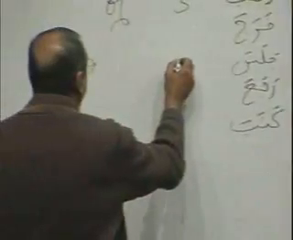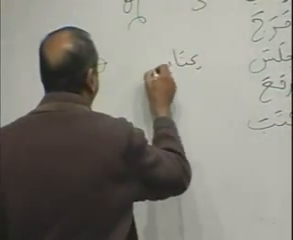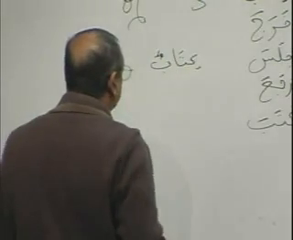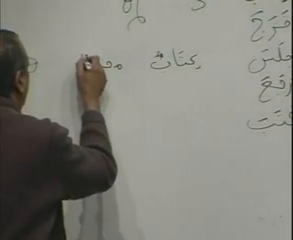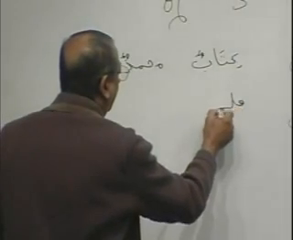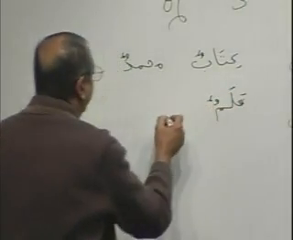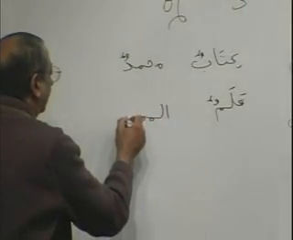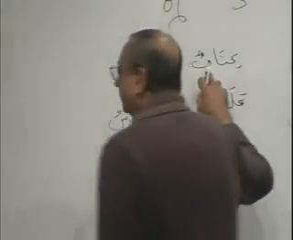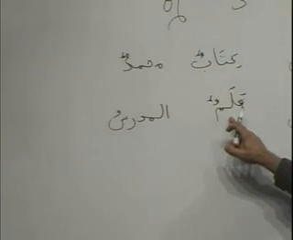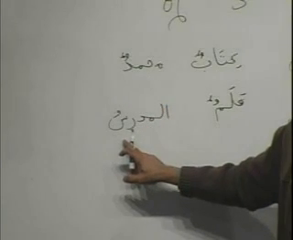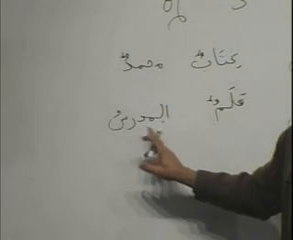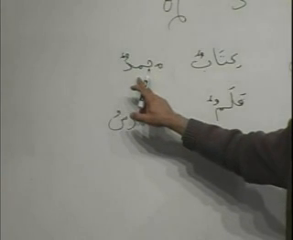Here is kitabun, and here is Muhammadun, and here is kalamun, and here is al-mudarrisu. Do you see here tanween, tanween? And here, this is a definite noun. Okay? This is a definite noun, brother. Do you see one dhamma? Definite. Al is there. And this is definite because it is a proper noun.